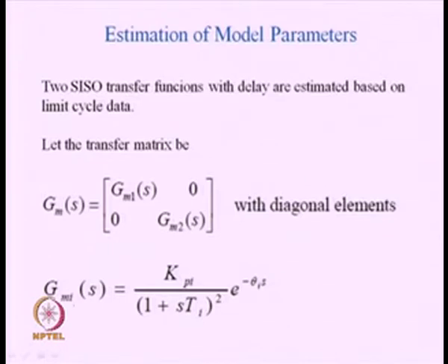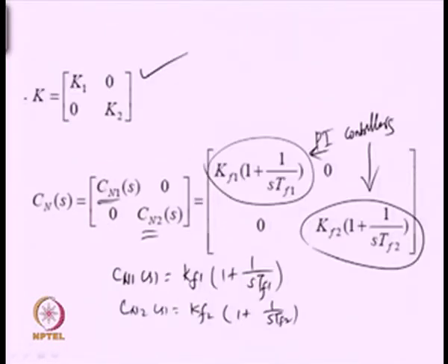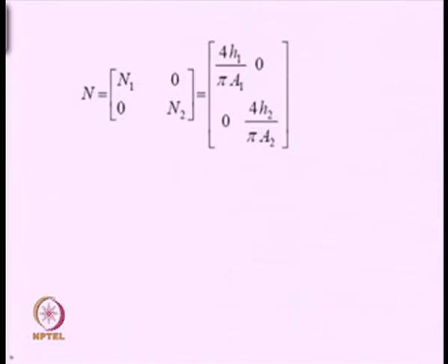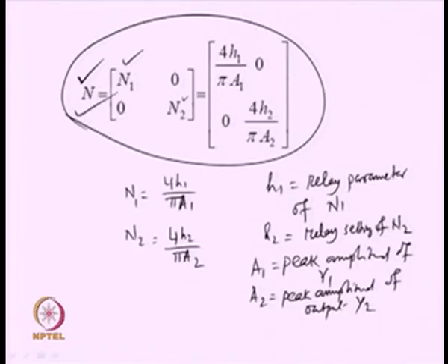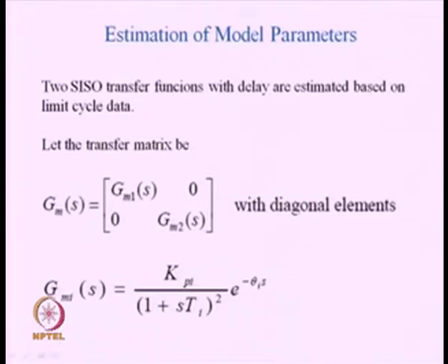So, with the introduction of K, Cn and N in diagonal form particularly, it becomes very easy to get the dynamic equation for the TITO system under relay control. So, now we shall describe in detail the estimation technique when the relay test is performed.